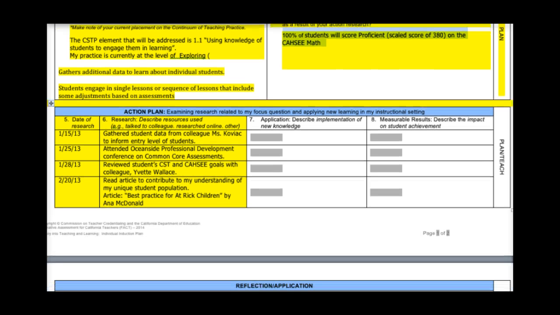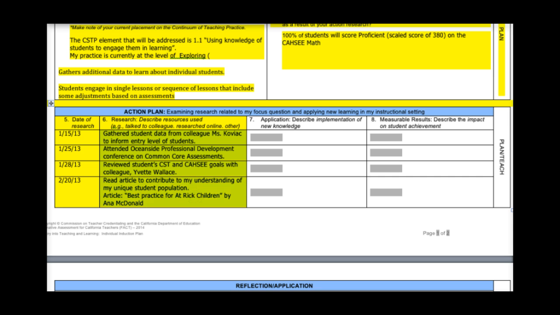When we get to the action plan for this initial submission of the IIP, we only expect 5 and 6 to be completed. 7 is what they decide to do with the information they learned from number 6, how they decided to implement it in their classroom. And 8 is how did that impact student achievement in a measurable way. So for this particular portion, we're looking at primarily what kind of research they are going to be using.